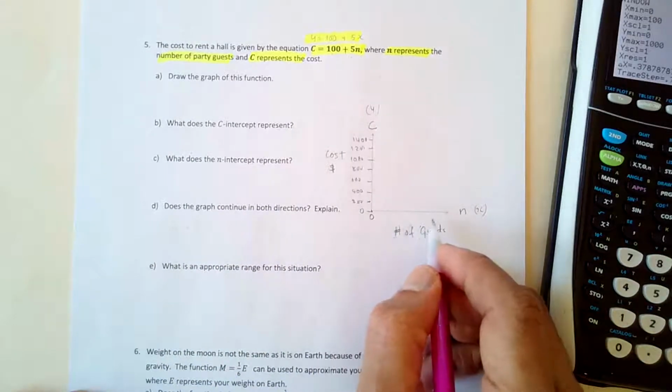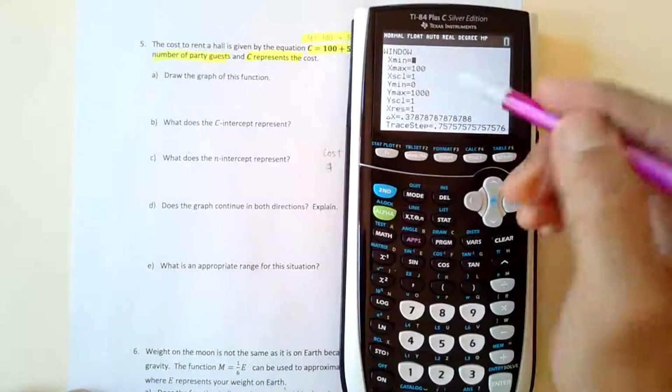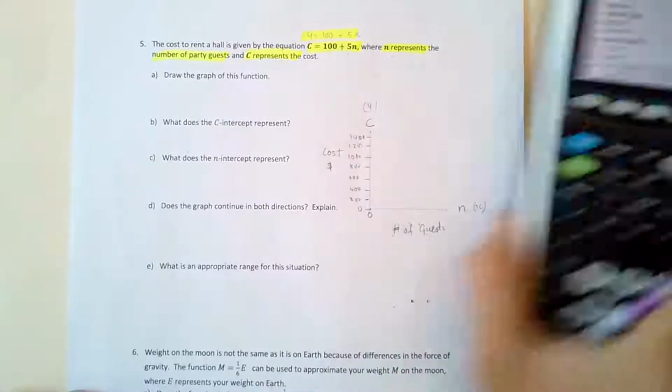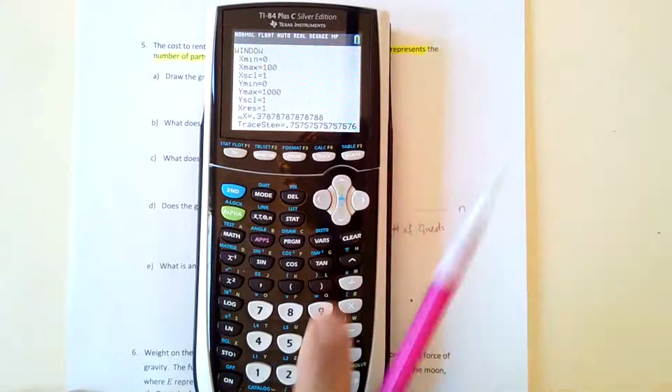So now number of guests. Now we have number of guests 100. So I'll make that 200. Let's say we have 200 guests. What would happen?